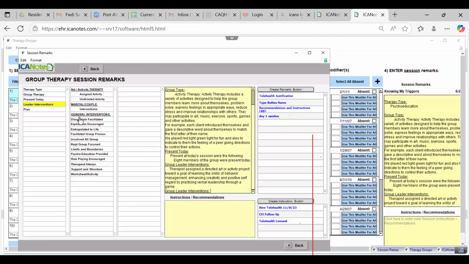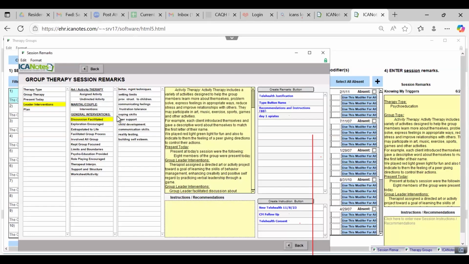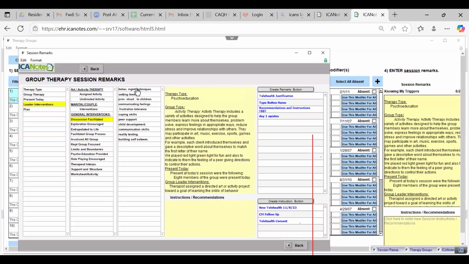All right. We can also look at the general, like I said, also we're not really doing marital couple. So we don't need to use anything under that heading. Then we want to go down to general interventions. Discussion facilitated. We usually always have some type of discussion. What was the discussion about? We saw that this topic was knowing my triggers. So if I'm knowing my triggers, that's going to help me with behavior management techniques. All right. I'm going to click on that as an option.